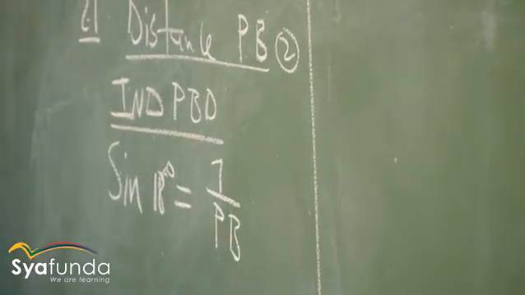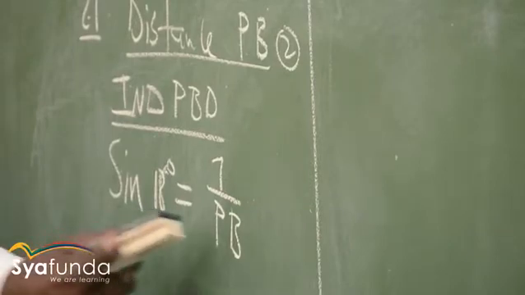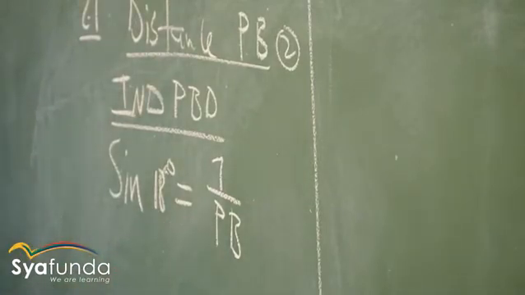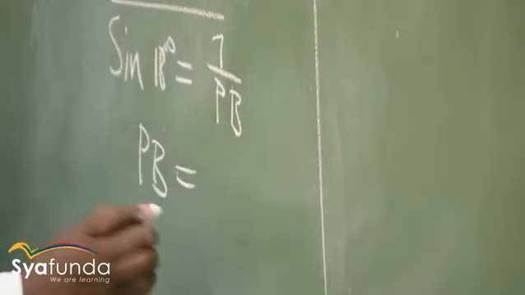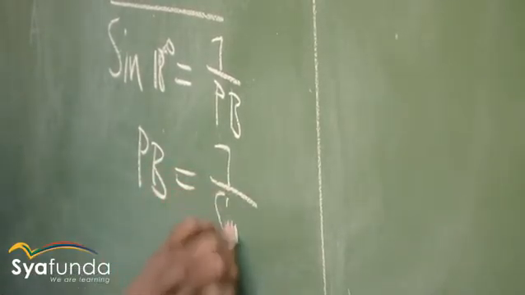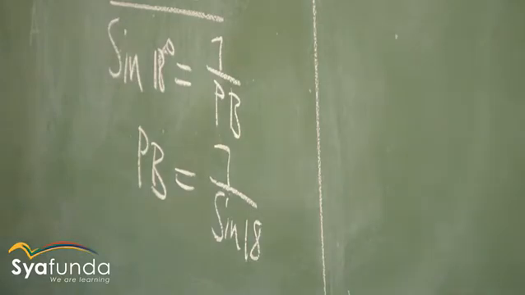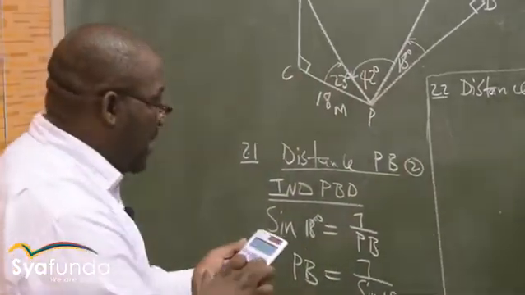This is the stage that we wanted to have. Remember, we want PB. We've got to make it the subject of the formula. Hence, for PB, you cross multiply. This one will go this side, this one will come this side. PB will equal 7 over sine of 18. Then we take our calculator, we simply punch it, and the calculator will give us the correct answer.